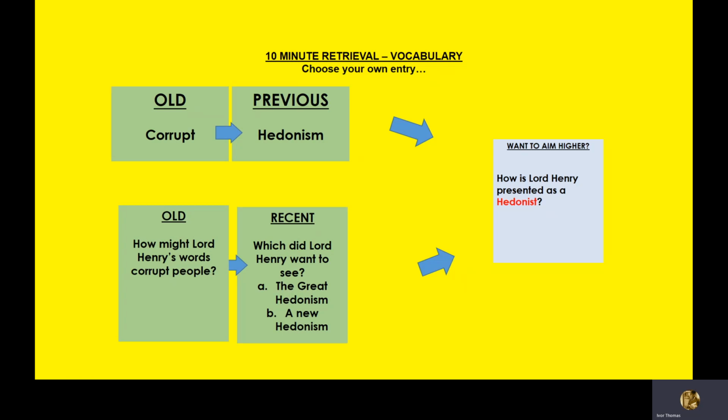But how might Lord Henry's words corrupt people? Imagine readers of this novel or characters within the novel. What did Lord Henry say? What did he believe in that could be corrupting? Let's think for a moment.